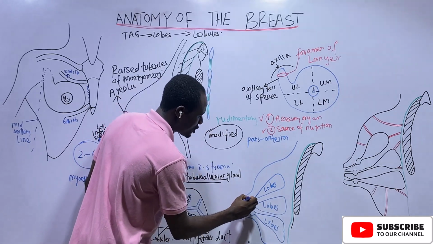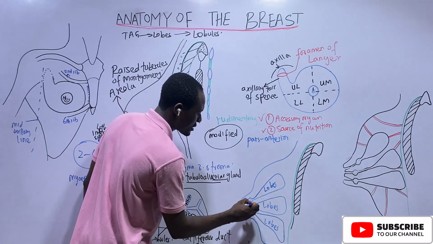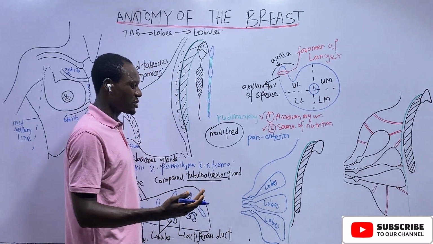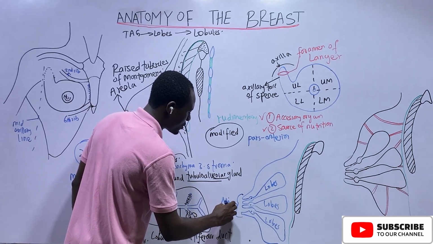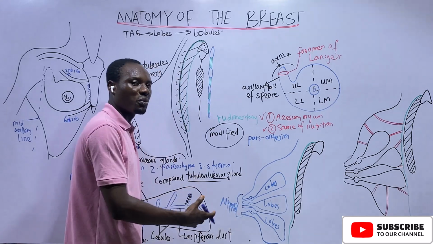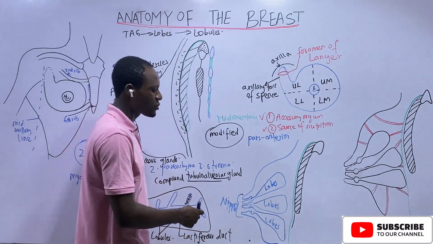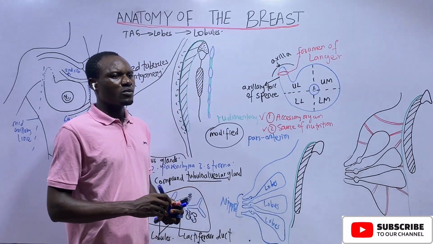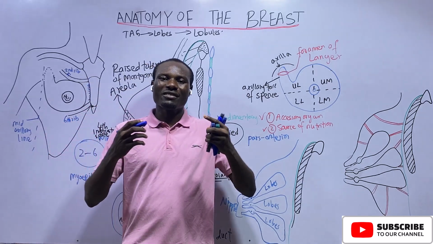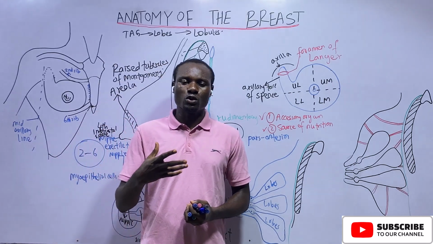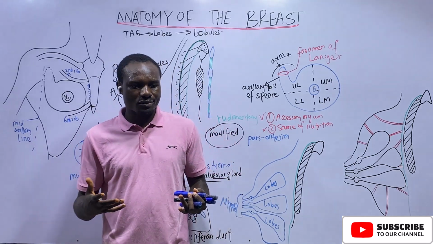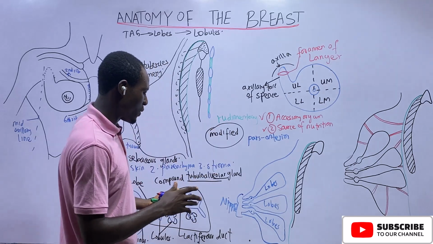So these dilatations are the lactiferous sinuses for temporary milk storage, and they all converge and open onto the base of the nipple. Alright. So we have some important relations with the breast. The breast is actually related to some muscles. So the relations of the breast include the following.